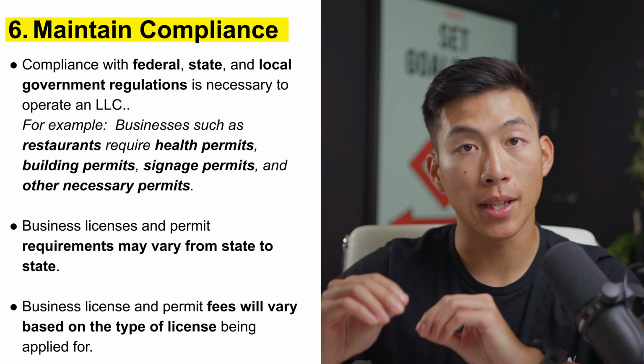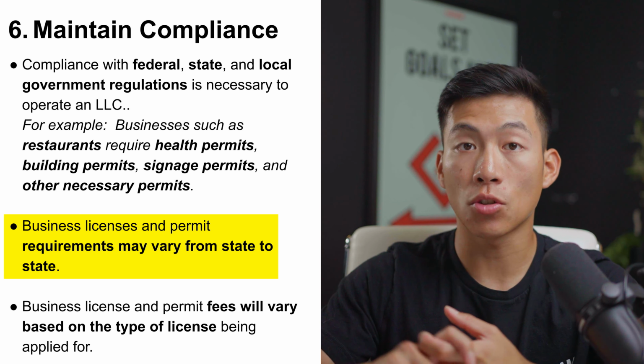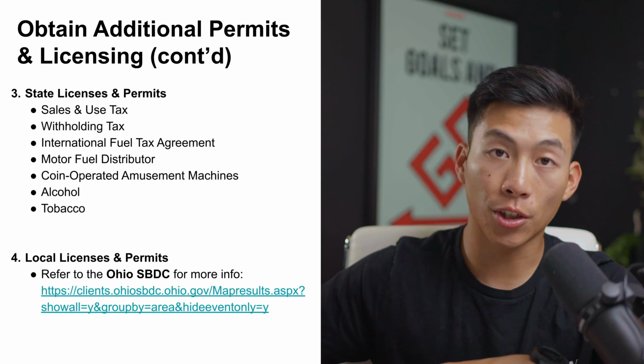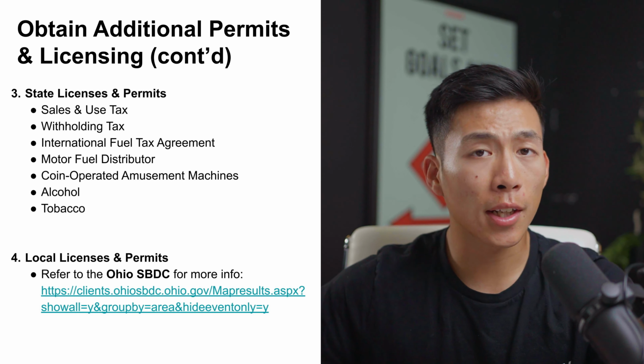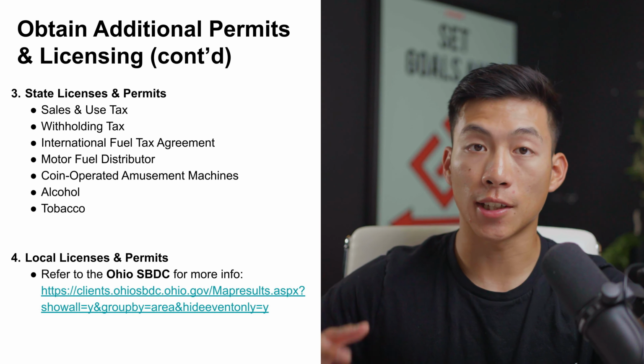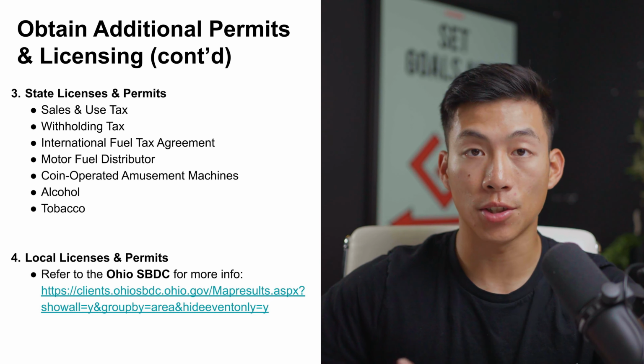So now that you've formed your LLC, let's go over all the steps that you need to take afterwards and some important things that you need to know about. The next step is to make sure that you're maintaining compliance with the state. You might want to look into getting any business licenses or permits depending on where you live and what type of business you have. You can do research on this yourself through Google, but we're not going to get into it too much. Otherwise, this video would be too long. But just know that you might have to get some business licenses or permits depending on where you do business and what type of business you have in the first place.